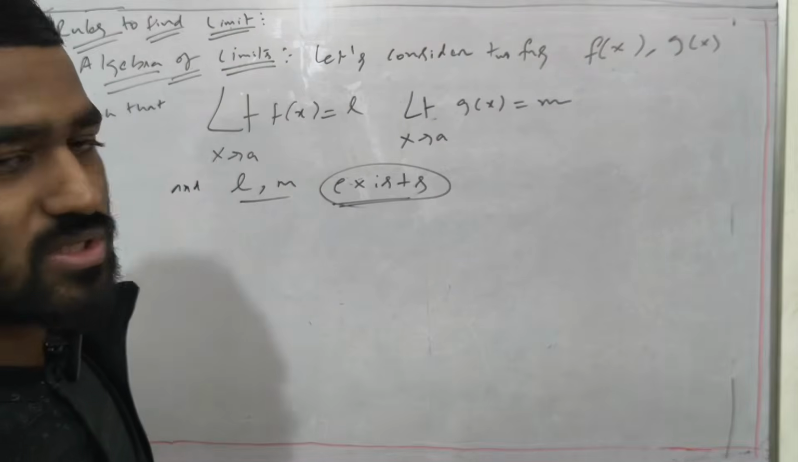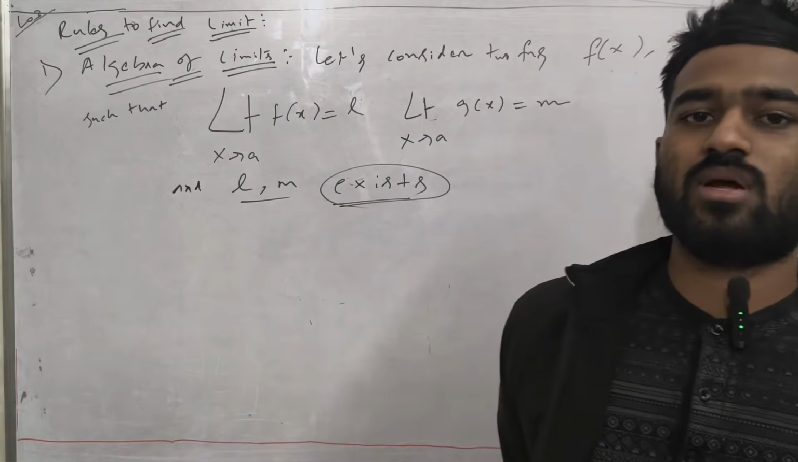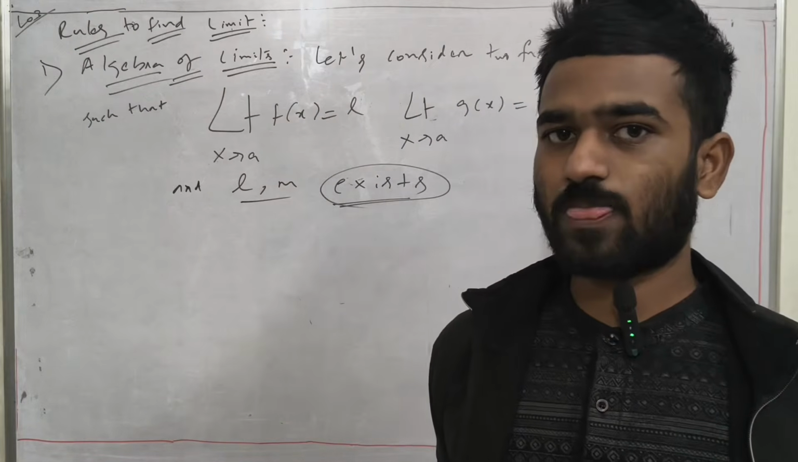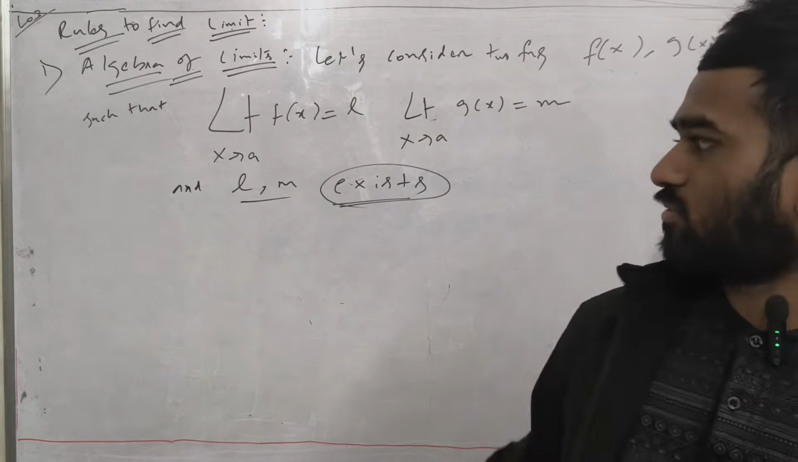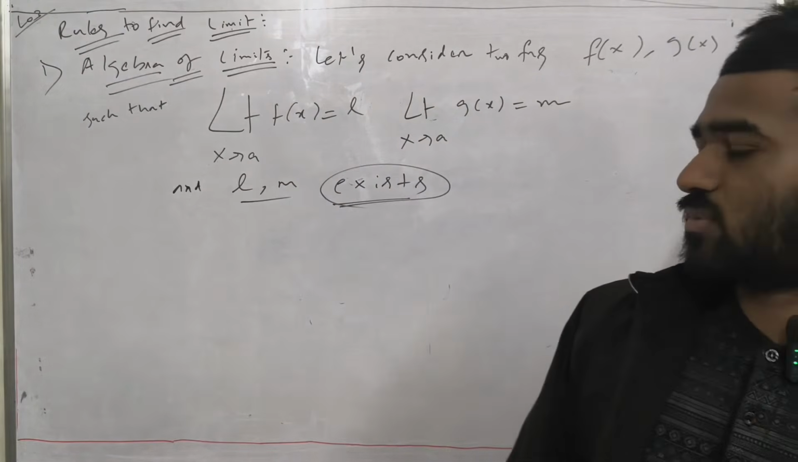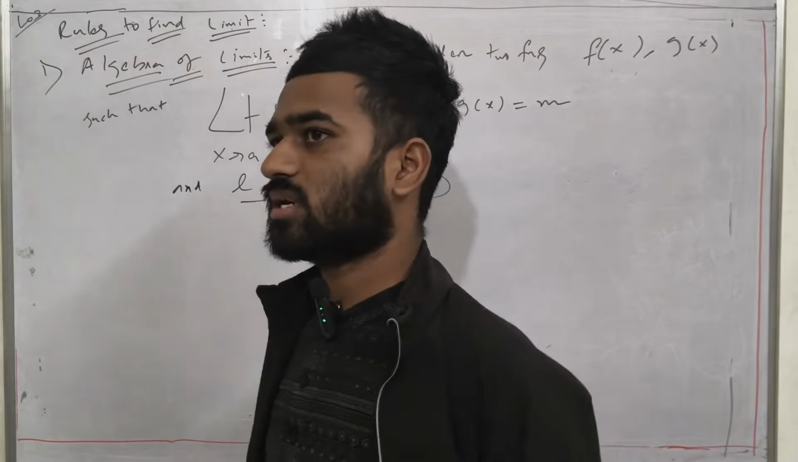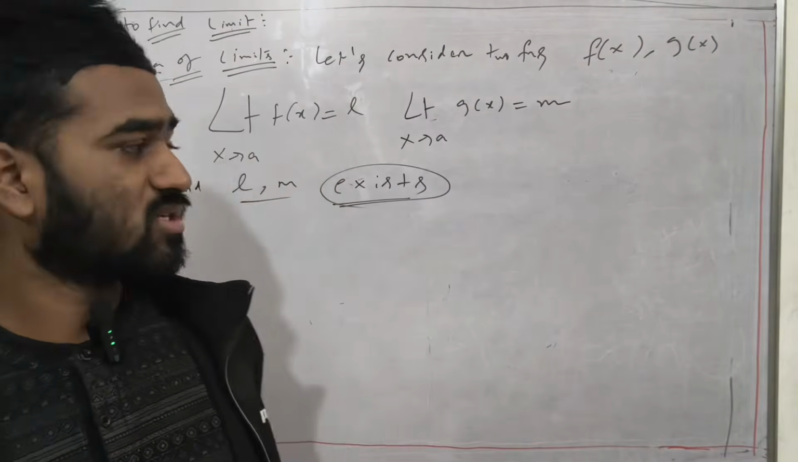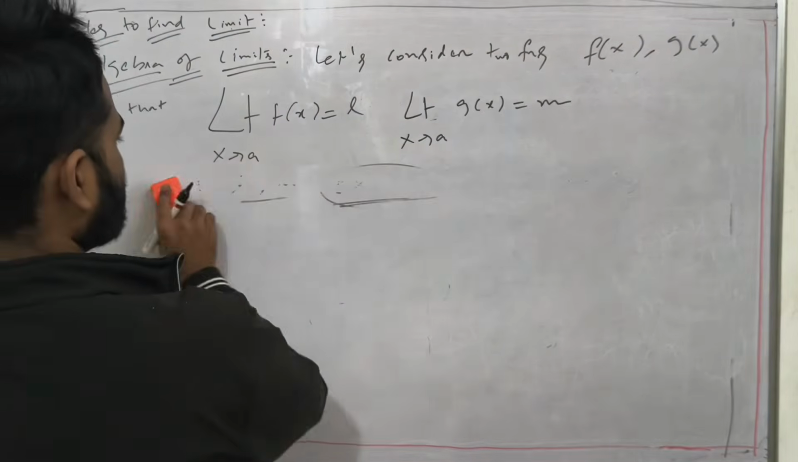So let's consider two functions f of x and g of x, and limit x tends to a f of x equals l, and limit x tends to a, same a, g of x equals m, and let l, m adjust. What does it mean adjust here? Let me explain what adjust means here.